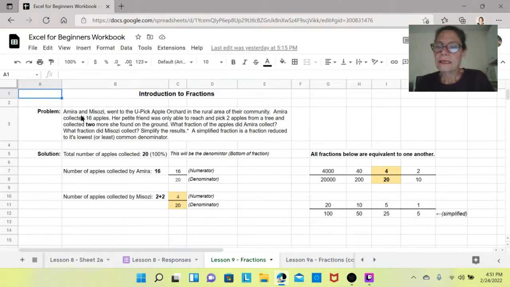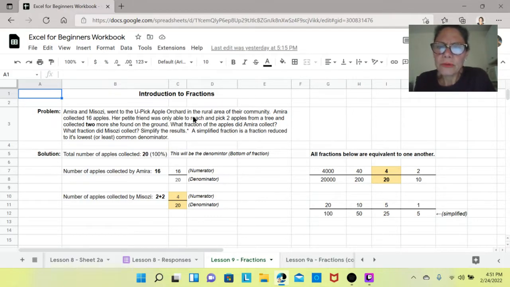So, Amira and Misozi went to the U-Pick apple orchard. So look for the math part. That first sentence, I don't see any math in there. If you do, please put it in the chat. Also, any questions. So Amira collected 16 apples. So we know that there's some math there. Her petite friend, and we discard that, that's Amira. We now know that the petite friend is Misozi. Again, you're using your logic.